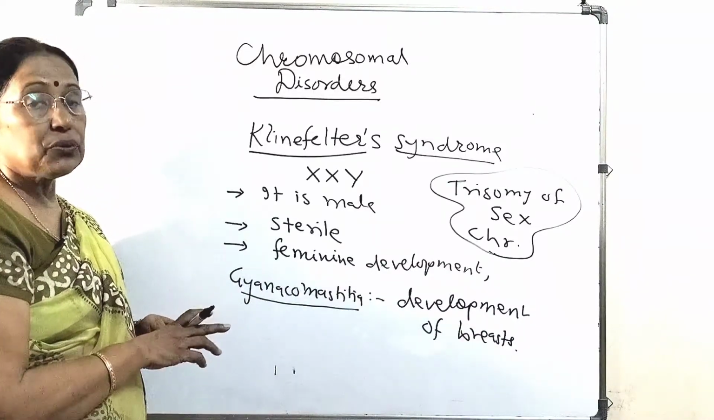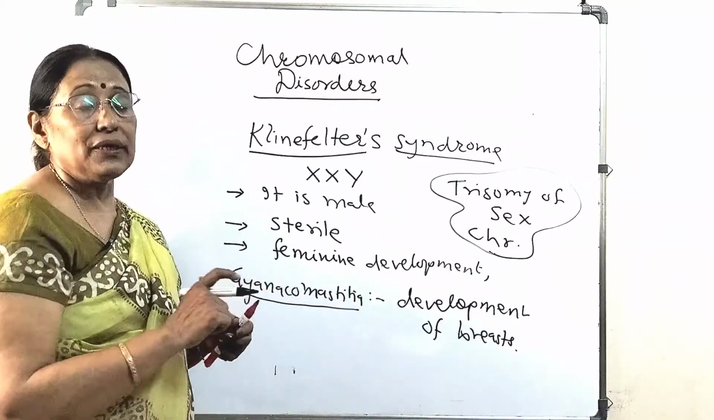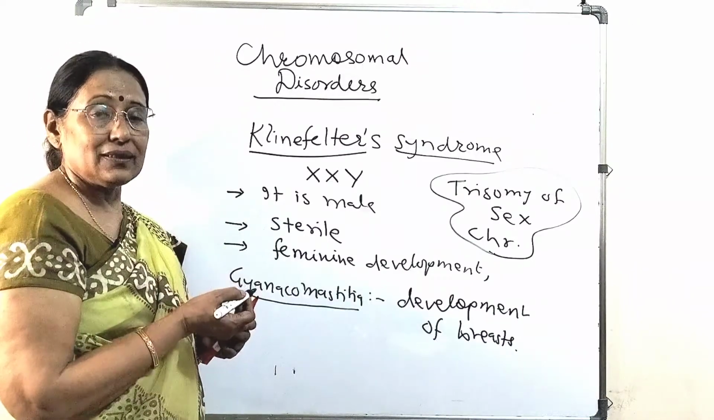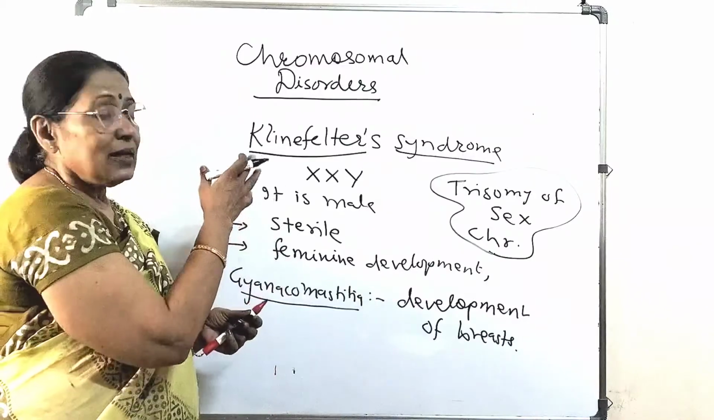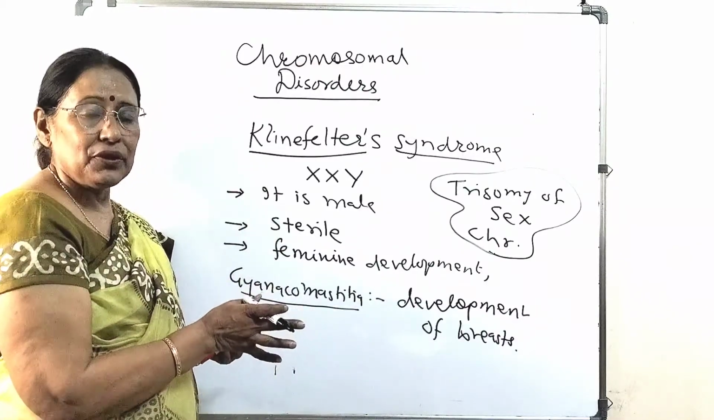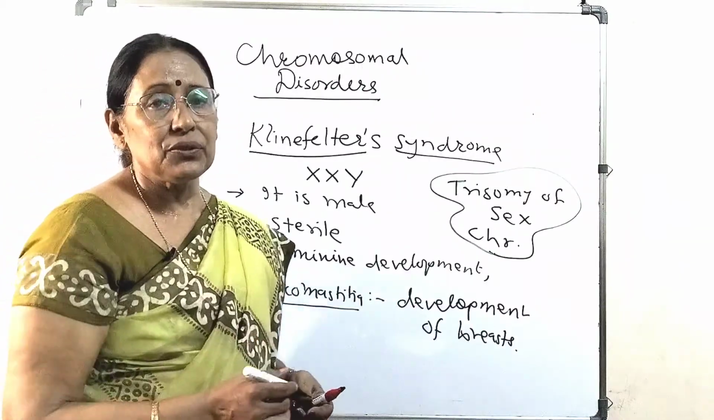Done. So today we have seen the chromosomal disorders, what the causes are, then we saw aneuploidy, polyploidy, then some examples from human beings. Hope you have understood this properly.